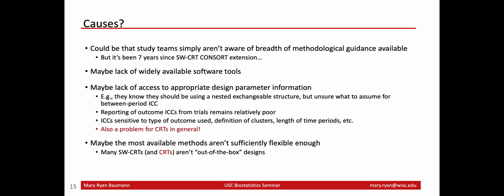On top of that, ICCs are notoriously sensitive to the types of outcomes that are used, the definitions of the clusters, the types of trials that they were used in, and the length of the time periods. So a lot of times, even if you do find an ICC for the outcome that you're going to use in your trial, it might not necessarily map to your particular trial setting. And so this is a problem not just in stepped-wedge trials, but for cluster randomized trials in general.